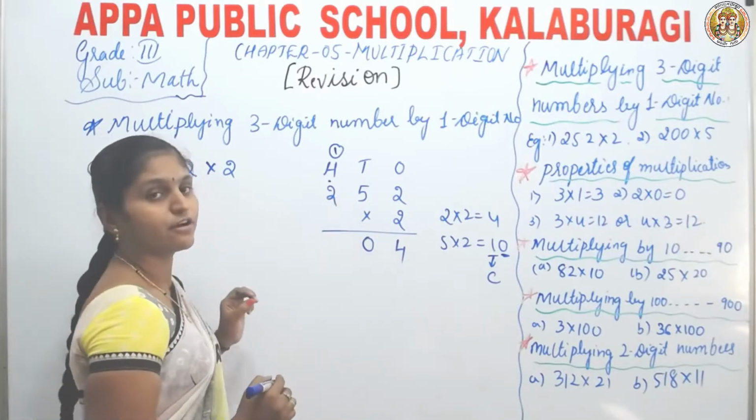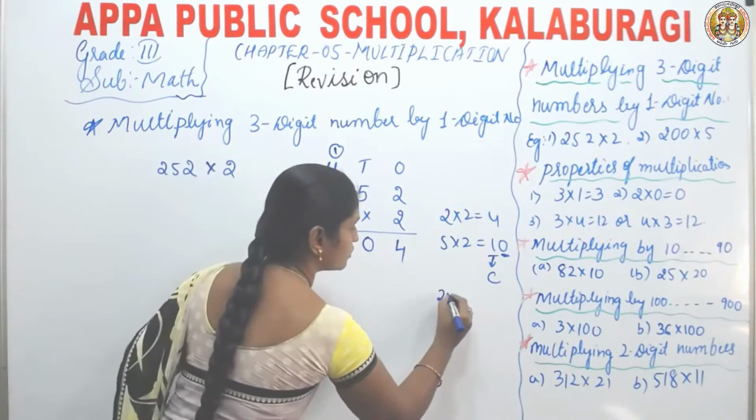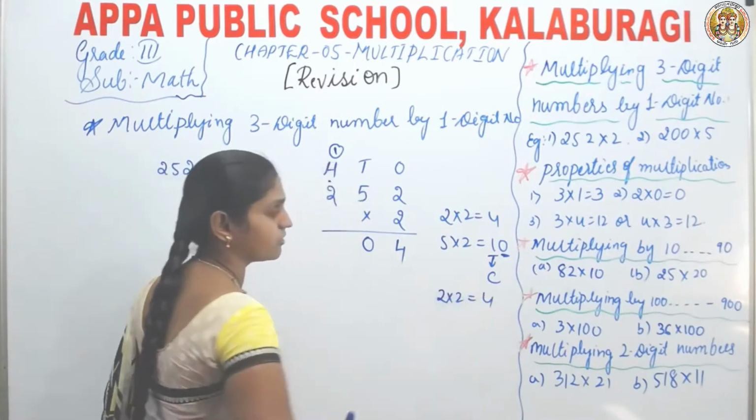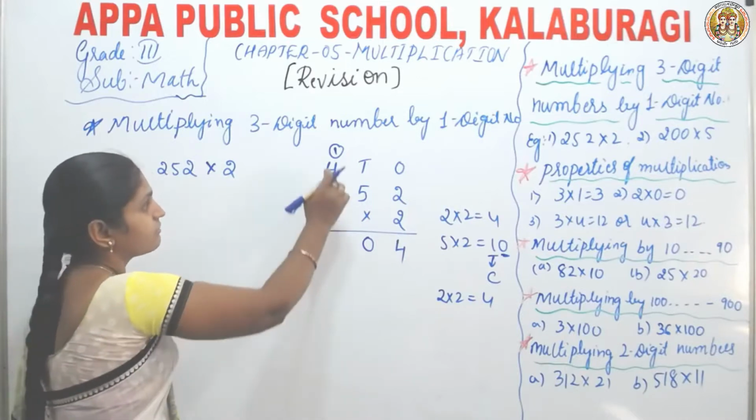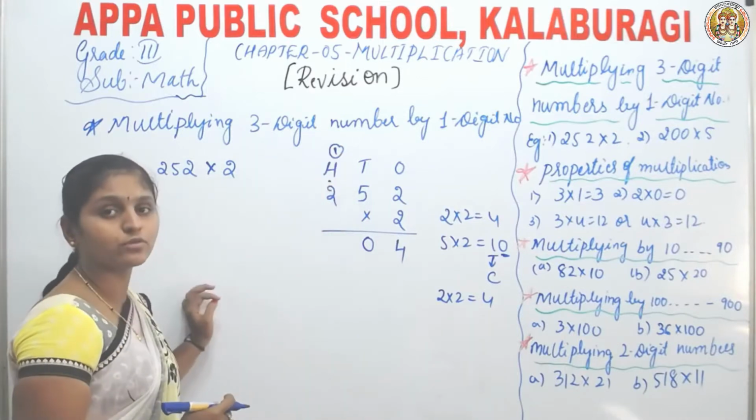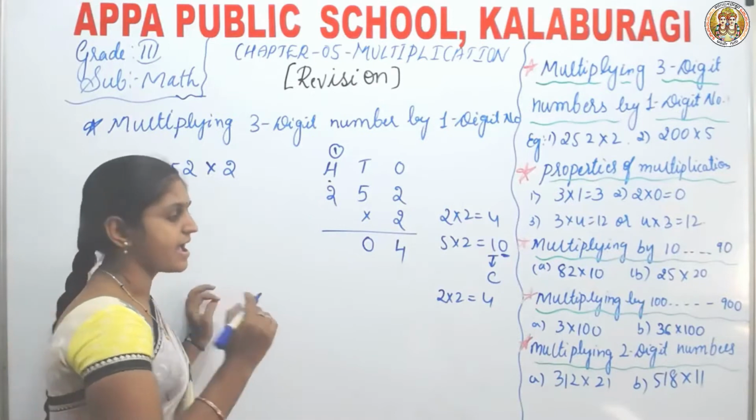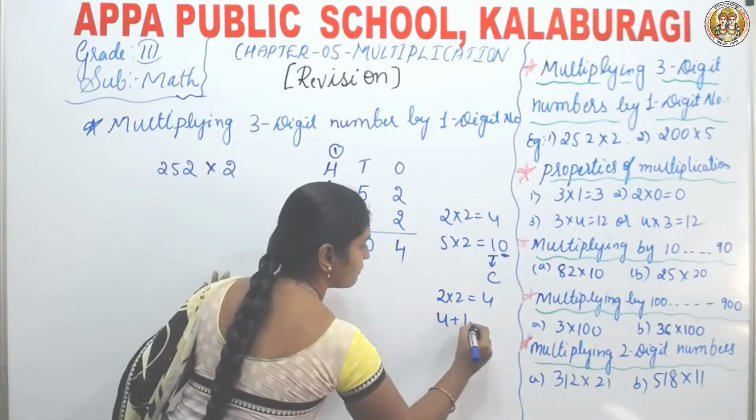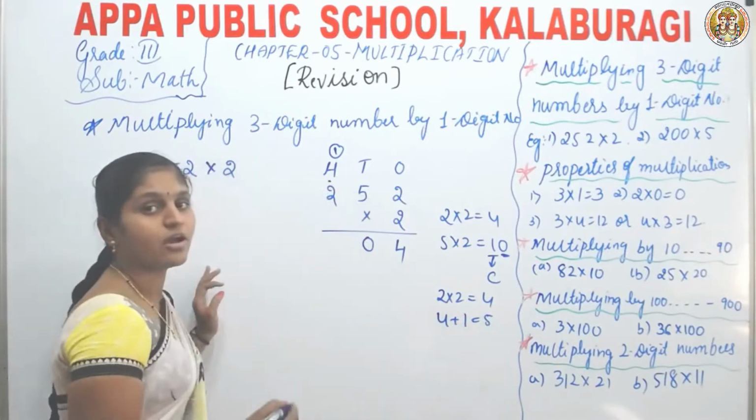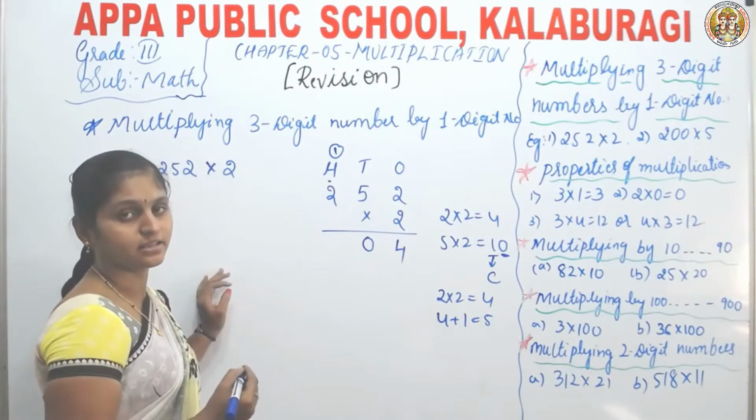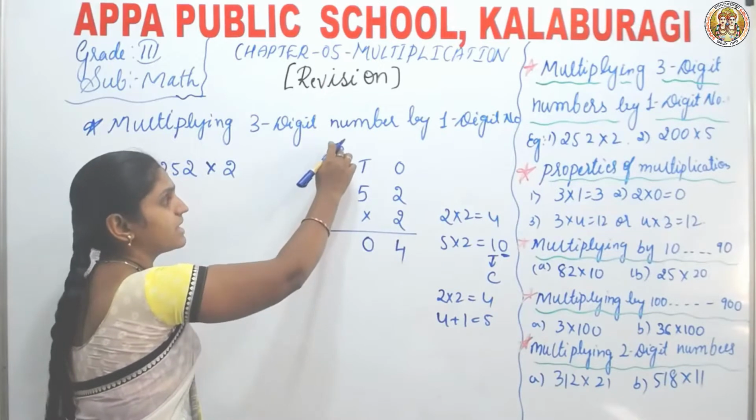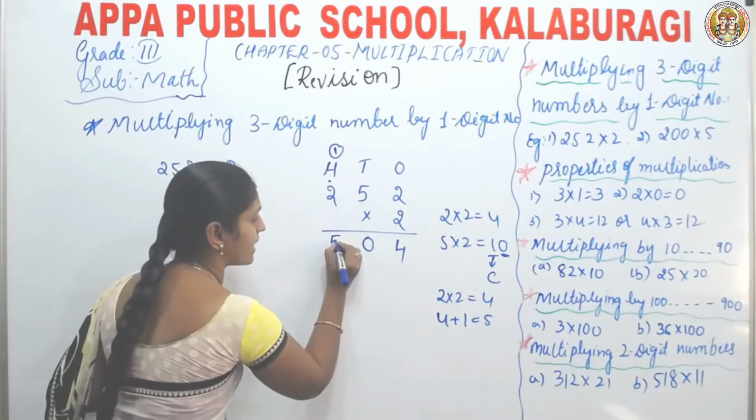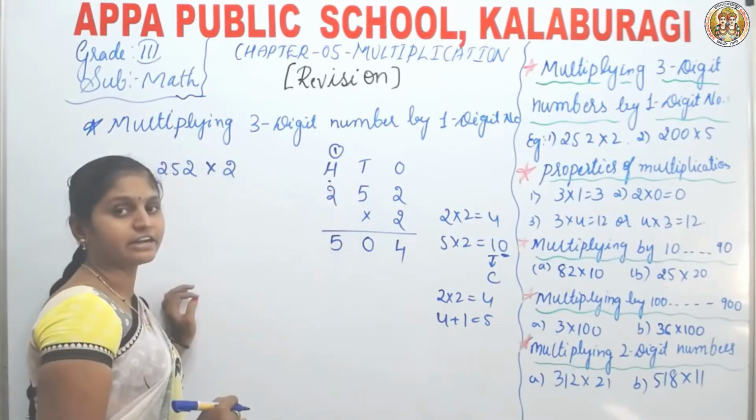2 twos are 4. Do you write 4 here? No. Why? Because one number is there as a carry. What do we have to do? We have to add 4 plus 1. We have to add the carry. 2 twos are 4, 4 plus 1 is 5. Write it in the hundreds place.